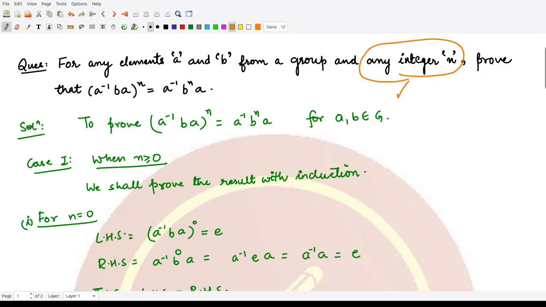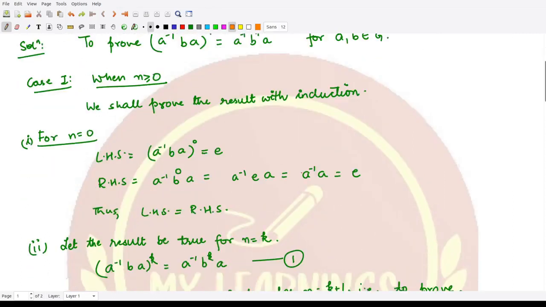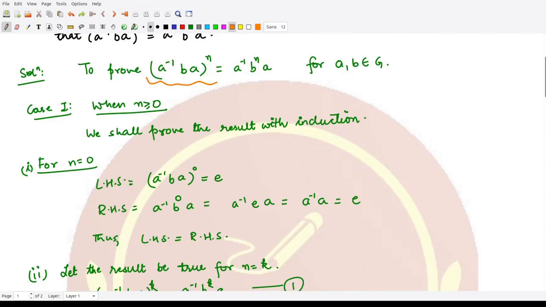So let's break it down into two cases: case 1 where n is greater than or equal to 0, and case 2 where n is less than 0. For the first case, n greater than or equal to 0, we can use the principle of mathematical induction and prove the result. So we want to prove this thing and we can apply the induction onto n.